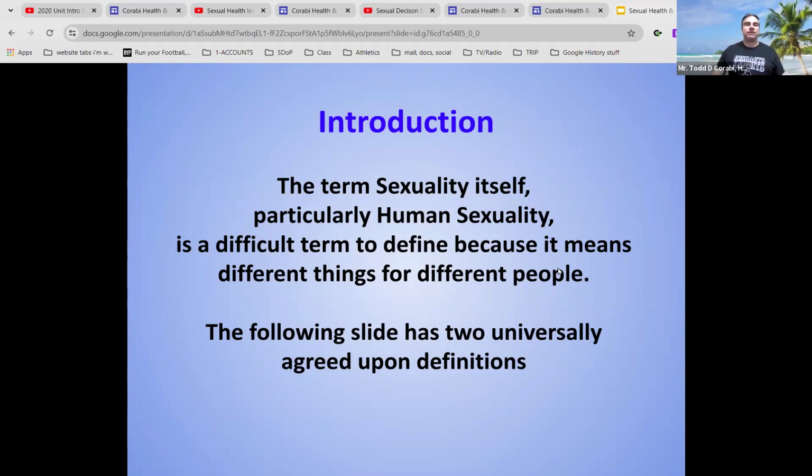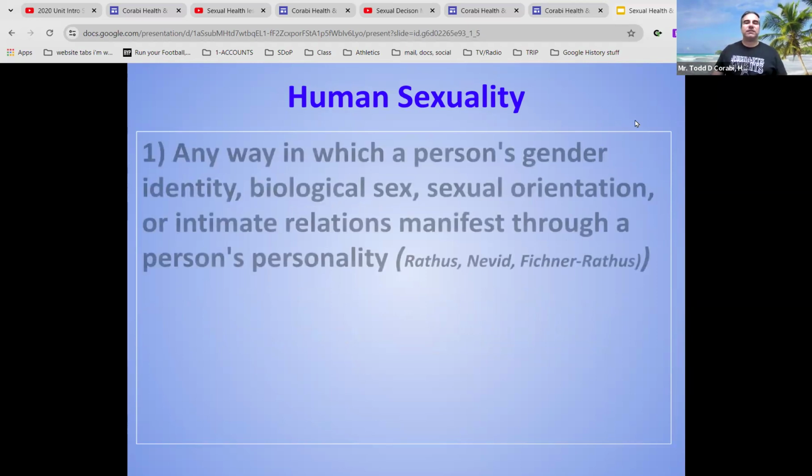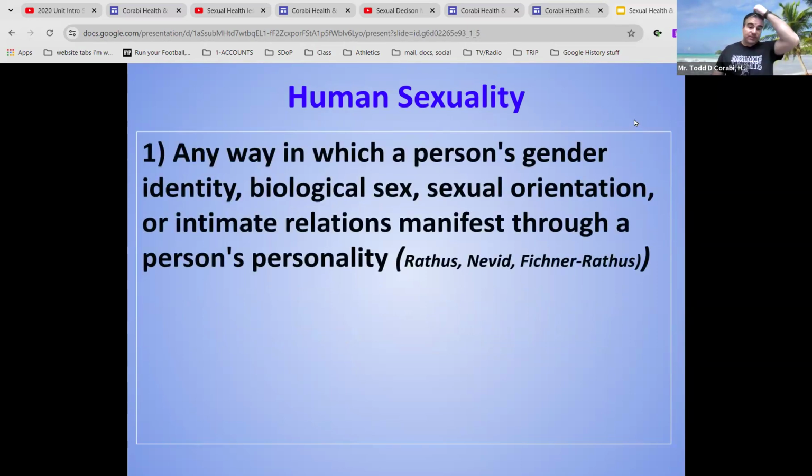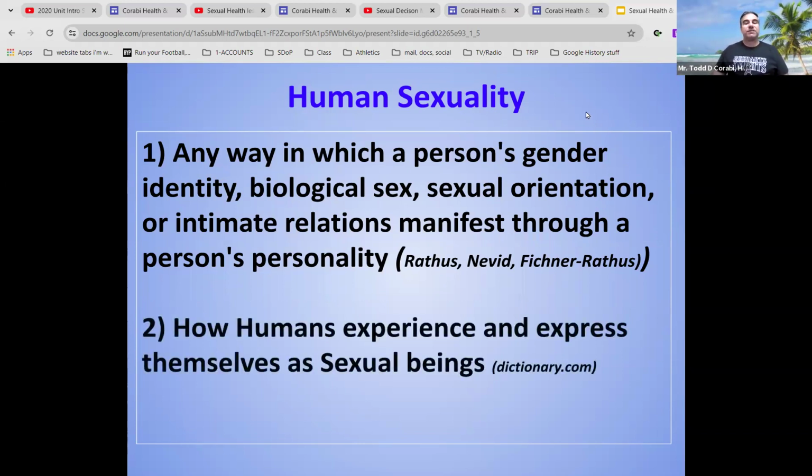The term sexuality itself, particularly human sexuality, is a difficult term to define because it means different things for different people. So two generally universally decided definitions are, definition 1: any way in which a person's gender, identity, biological sex, sexual orientation, or intimate relations manifest through a person's personality, and how humans experience and express themselves as sexual beings.